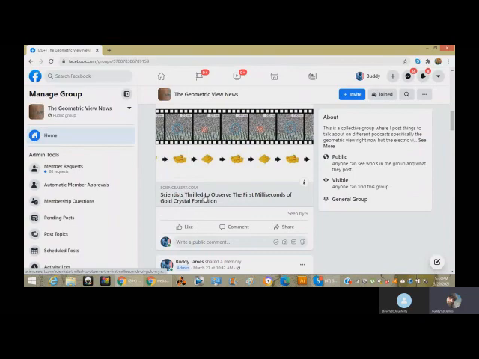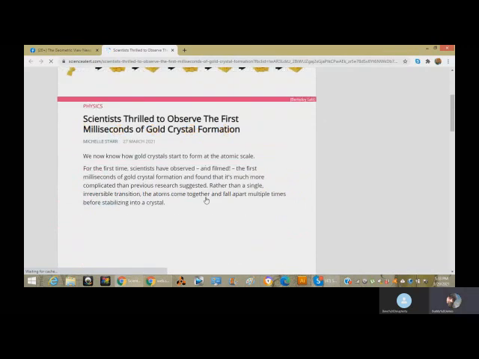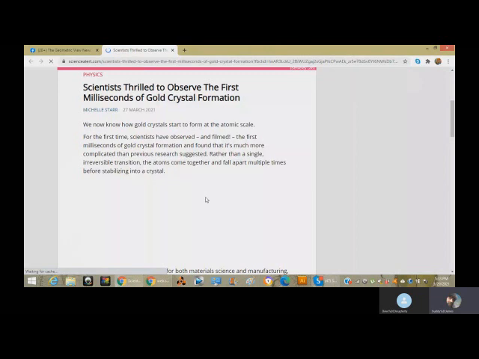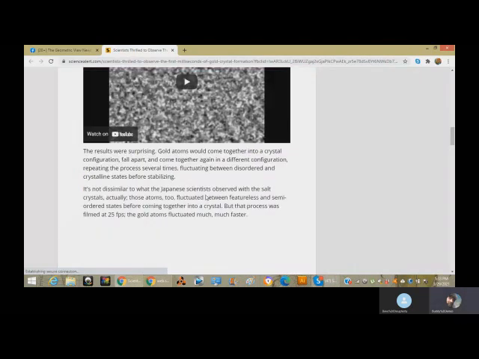Okay, scientists thrilled to observe the first milliseconds of gold crystal formation. This is cool. They observed the first milliseconds of gold crystal formation and found that it is much more complicated than previous research suggested. Rather than a single irreversible transition, the atoms come together and fall apart multiple times before stabilizing. This discovery has implications for science and manufacturing.